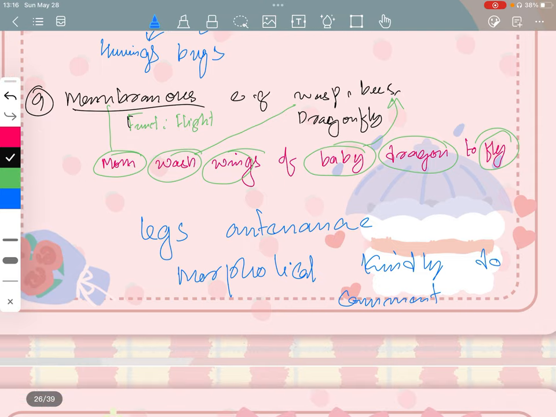Ninth type we have membranous. Example is wasp, bees, dragonflies. Its function is for flight. And its mnemonic is mom was wings of baby dragon to fly.